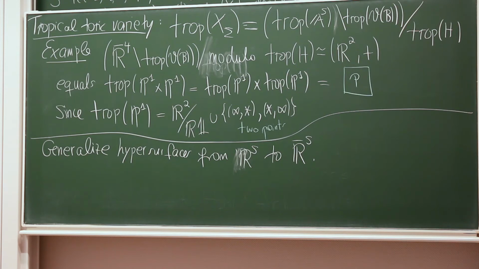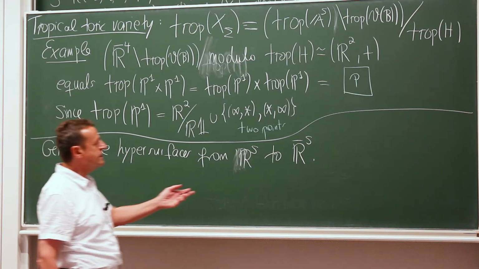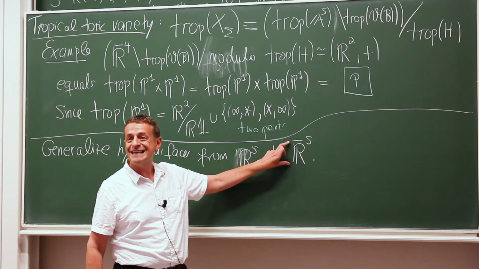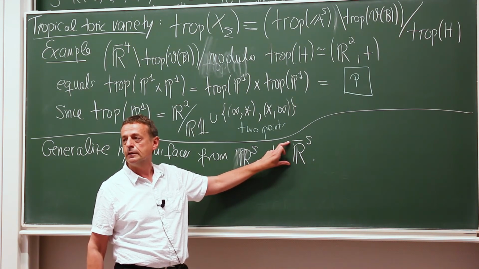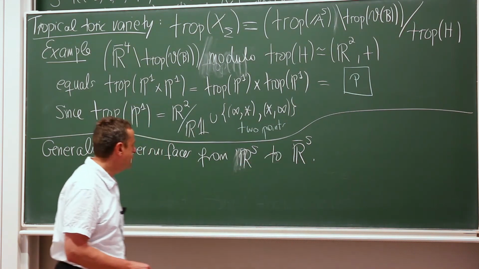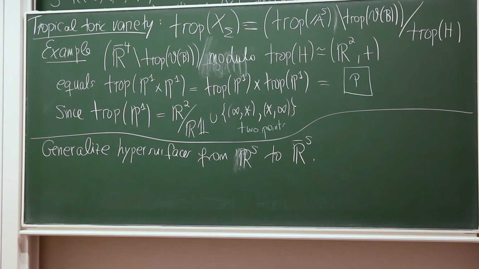Reboot. The lecture might as well begin here. So R is the real numbers. R to the S is what you think it is. And R bar is the extended real numbers. I'm throwing in a formal element plus infinity. And I want to talk about tropical hypersurfaces.